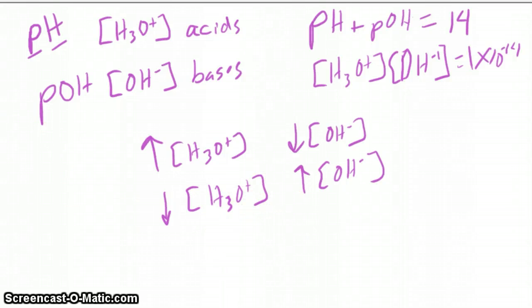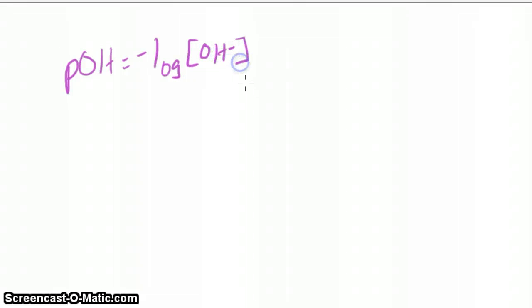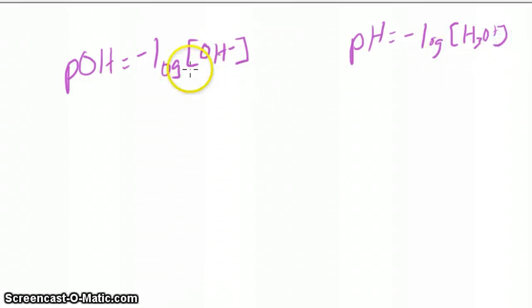So if we want to look at pOH, how do we calculate pOH? To calculate pOH, we're going to do a calculation very similar to pH. The pOH is equal to the negative log of the hydroxide concentration. As opposed to pH, which takes the negative log of the hydronium concentration, if we take the negative log of the hydroxide concentration, then we'll get our pOH.